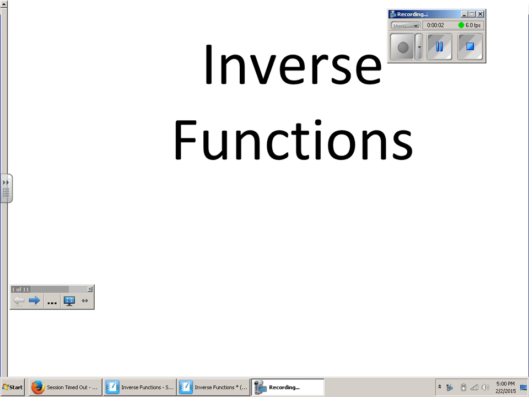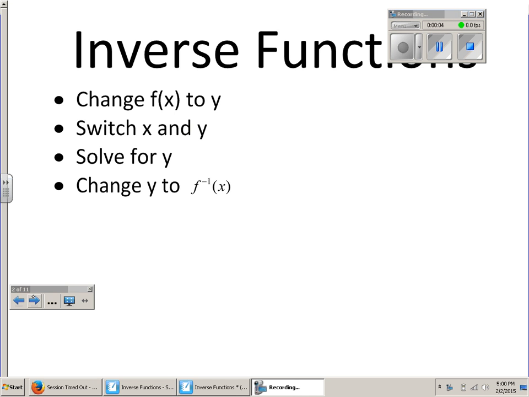Today's lesson is on inverse functions. First, let's look at a few steps for when we're going to solve inverse functions. First thing we need to do is change f of x to y. That is, if we have an f of x. If we don't have an f of x, then we don't have to switch it. That could be g of x or h of x, and that will still switch to y.